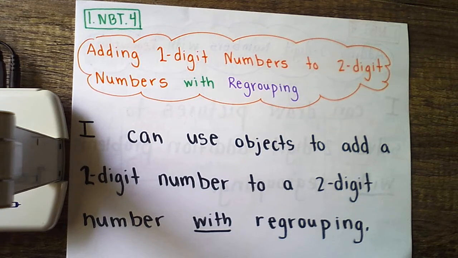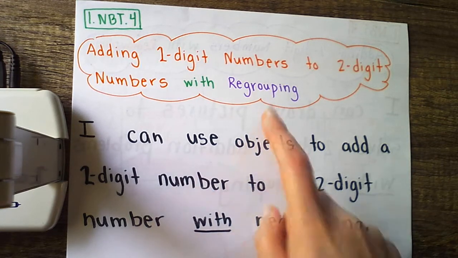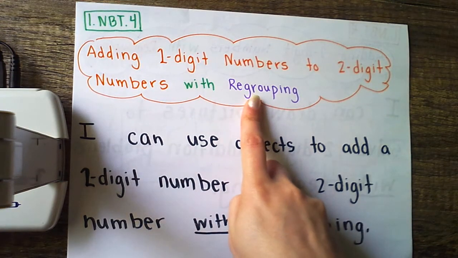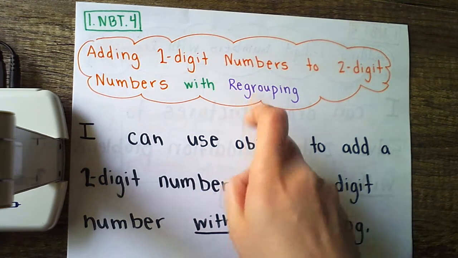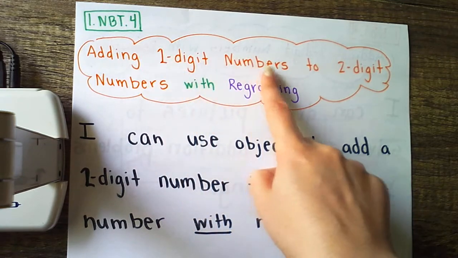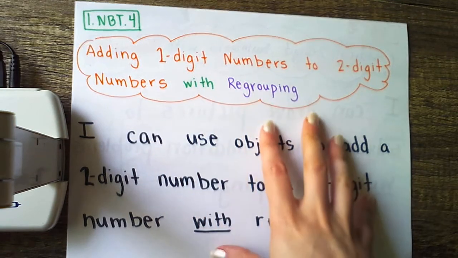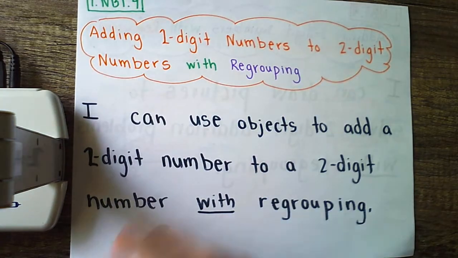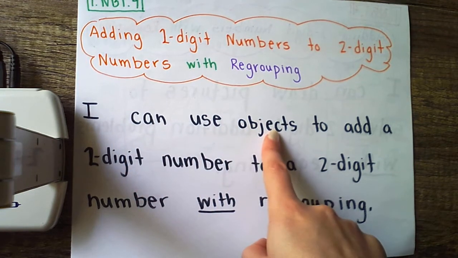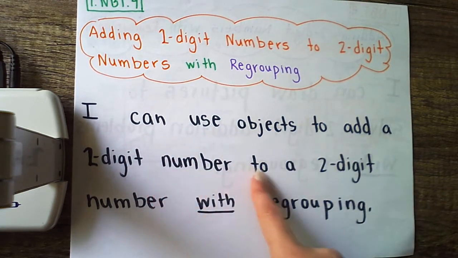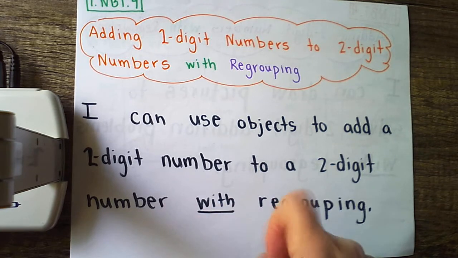So this week we've been working on adding two-digit numbers, and we learned how to do that using objects and drawings, and we started talking about how to do that with regrouping. We're going to continue doing that today, but instead of adding one-digit to two-digit numbers, today we're adding two-digit numbers to two-digit numbers with regrouping. And here's our strategy. We're going to be able to do this by using objects to add a two-digit number to a two-digit number with regrouping.